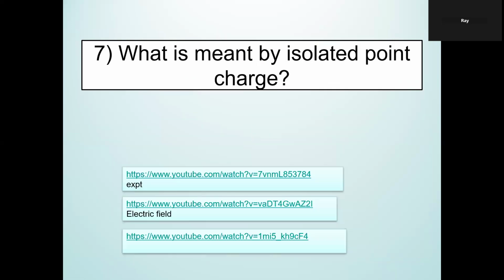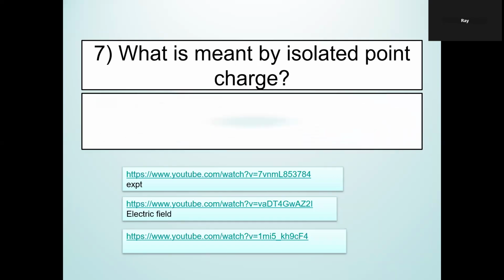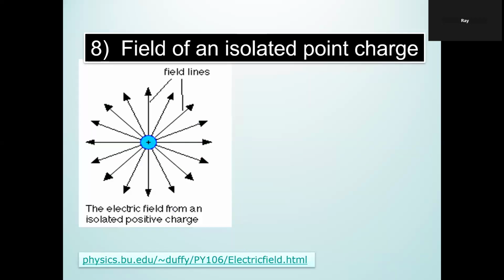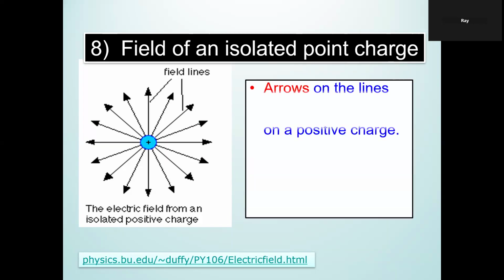What is meant by an isolated point charge? There are no others, only the charge by itself. So that is the field of an isolated point charge, a positive charge. Arrows on the lines show the direction of the acceleration or force on the positive charge. So the direction is the force on a positive charge. If you put a positive charge there, it will move in the direction of the line.